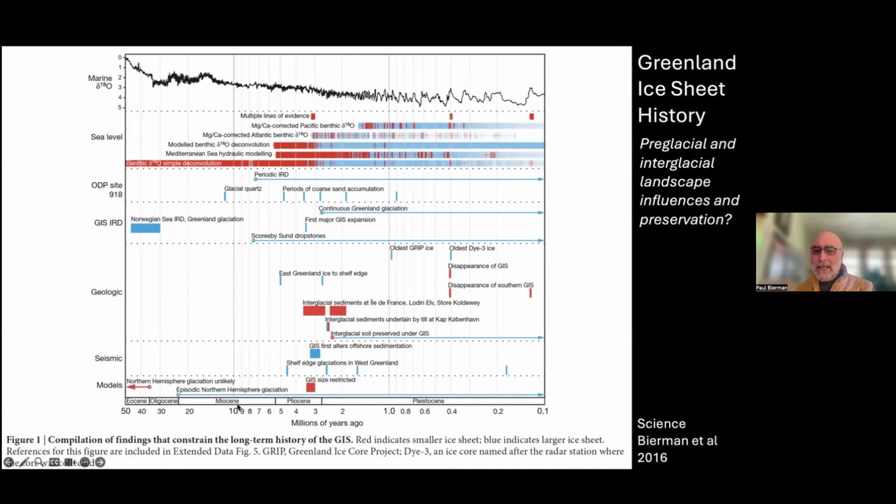And the indications are that Greenland got its first major ice sheet sometime in the Pliocene, and then it expanded during the Pleistocene. And the big outstanding questions are how much of the Pleistocene in Greenland was ice covered and how much of the island was ice covered. And the data in 2016 were pretty ambiguous.